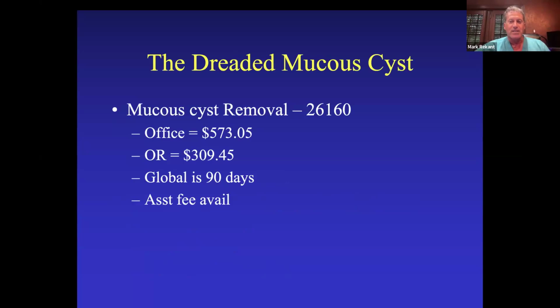The dreaded mucoid cyst, for those that have seen them, we all know them. We know what they look like. If the patient opts to have that removed and it's performed in an office setting by someone like yourself, reimburses $573 in Philadelphia. In the operating room, that reimbursement drops down to $309. Begrudgingly, that does have a 90-day window, and the assistant fee is available for us.